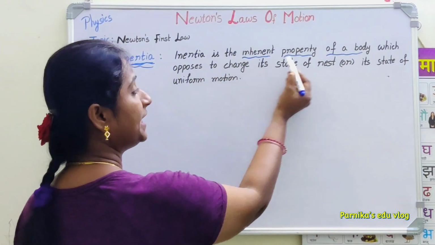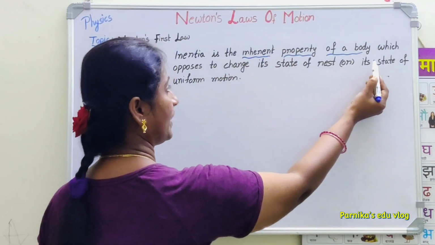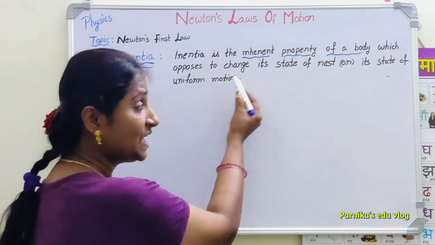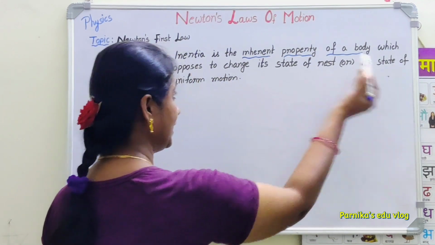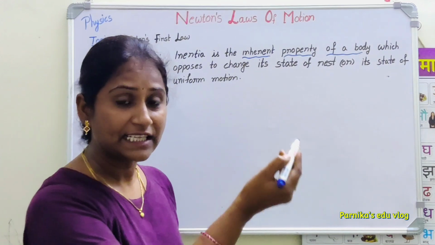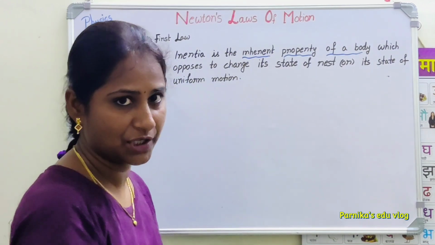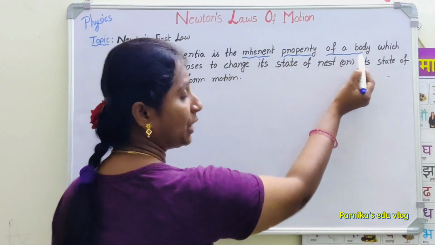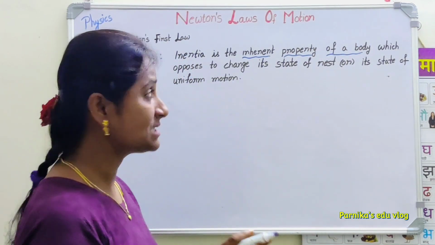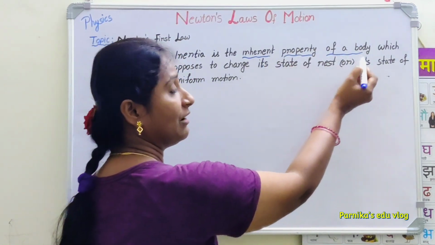Inertia is the inherent property of a body which opposes any change in its state of rest or its state of uniform motion. This is the definition of inertia. In this definition, this is the important keyword you have to go with. What is that? Inherent property of a body.